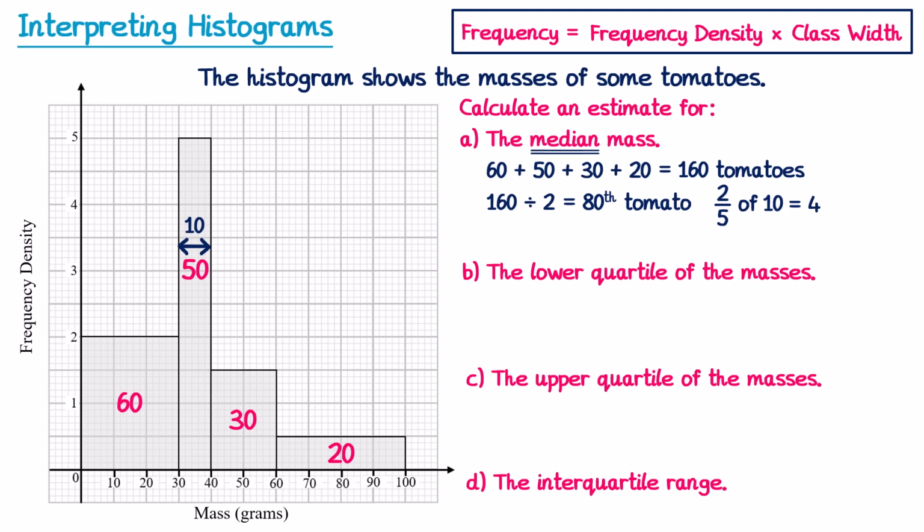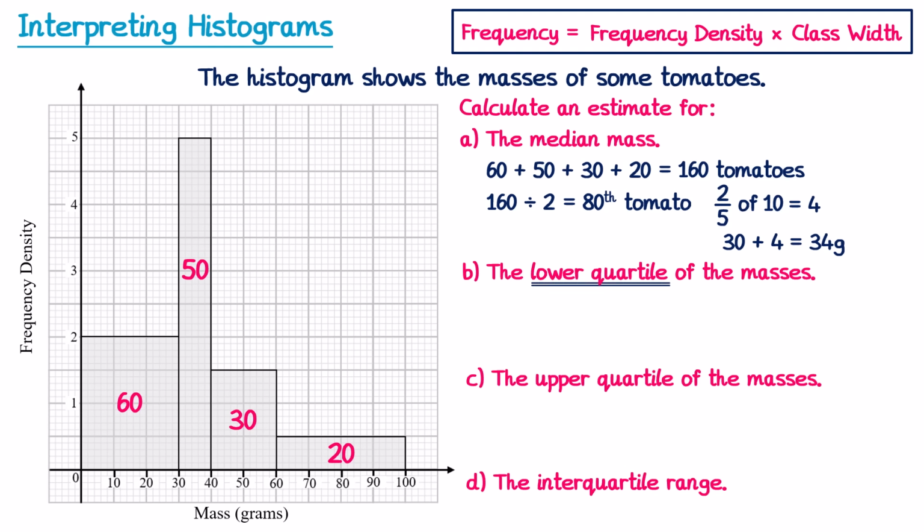is 4. So if you go from the left-hand side of this bar and go across 4 units, we end up at 30 plus 4, which is 34. So the answer to the median is 34 grams. Now let's move on and have a look at the lower quartile.